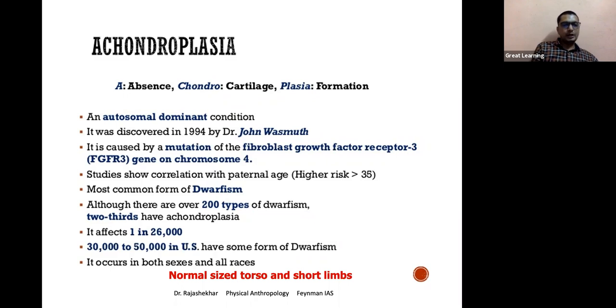And here the mutation is caused. So you can briefly write this information. Yes, go ahead. Achondroplasia, write down absence of cartilage formation. And a few key points you write down. You don't have to write down everything here. Anyway, we are studying this as an example for autosomal dominant condition. Where is the mutation? If you don't remember, that's all right. Remember it as an example for autosomal dominant condition.